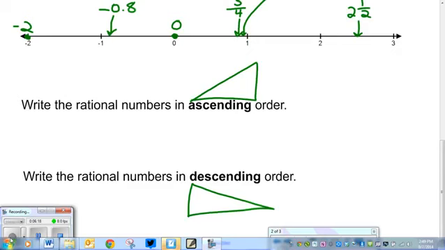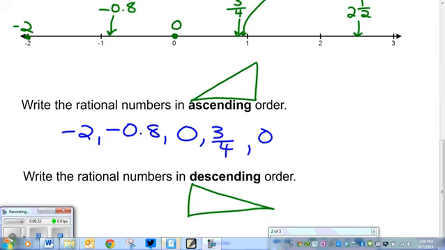Sometimes it helps to think of money. So negative $2 in your bank account is the least amount of money on this number line. So we're just going to write them in order. Negative 2, negative 0.8, 0, 3/4, positive 0.875, and then positive 2.5.